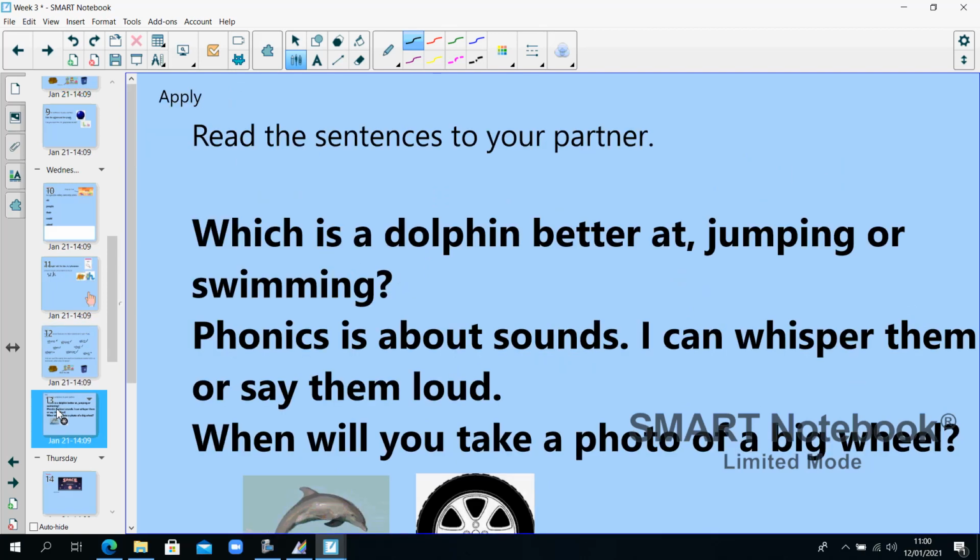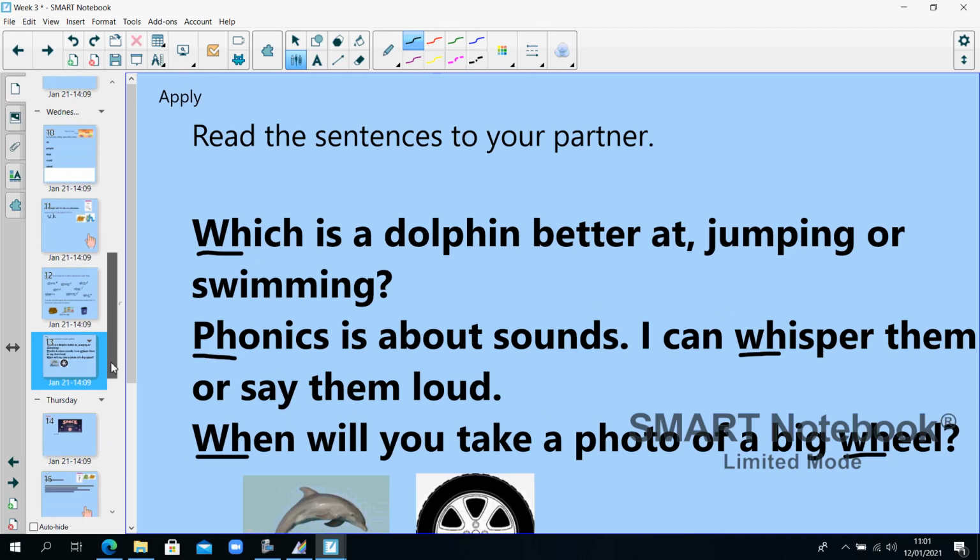Read the sentences below. Then try and find our w phoneme. Which is a dolphin better at, jumping or swimming? Phonics is about sounds. I can whisper them or say them out loud. When will you take a photo of a big wheel? Our w phonemes are in which, whisper, when, and wheel. I can also find our PH spelling for our sound that we did yesterday.